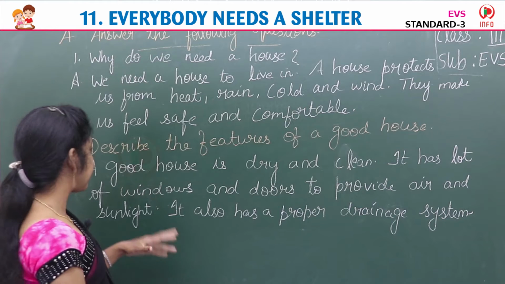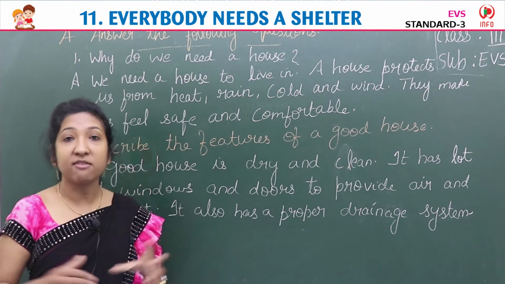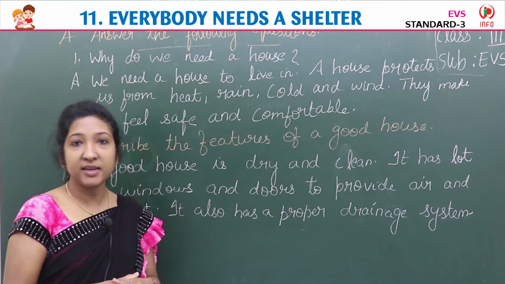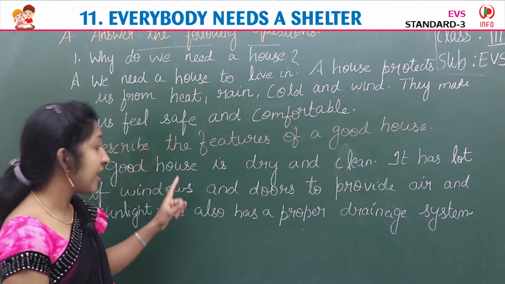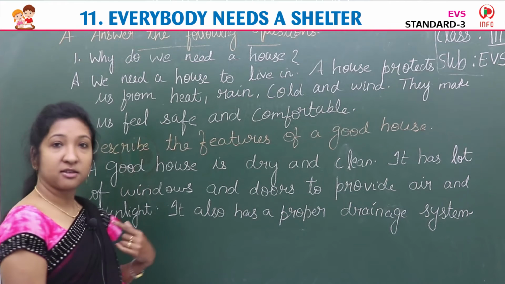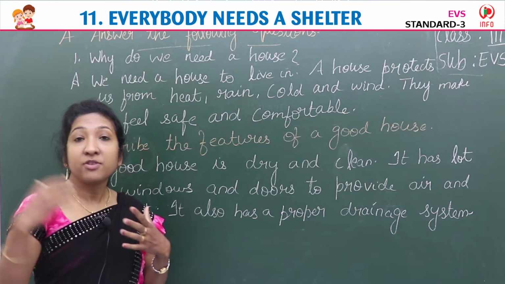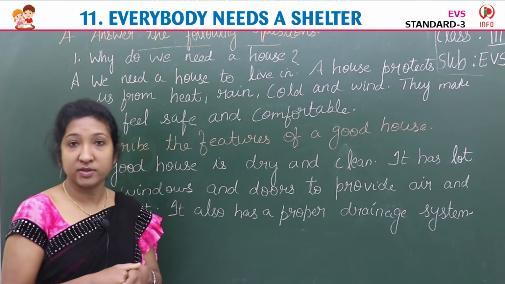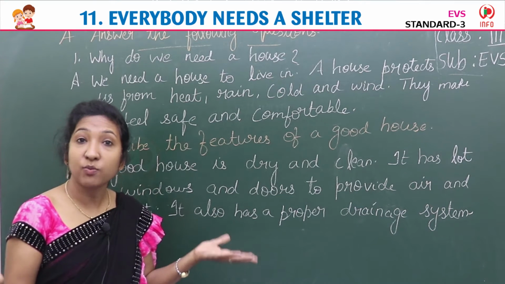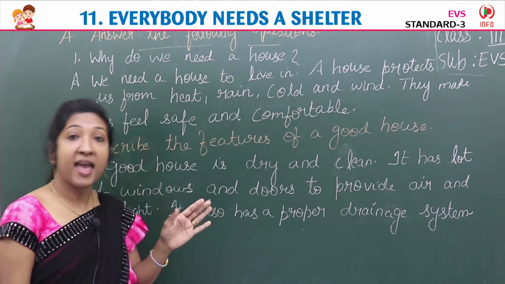Full stop. It has lot of windows and doors. Why? A good house should have many doors and windows, isn't it? To allow the sunlight to enter into the room. So it has lot of windows and doors to provide fresh air and sunlight. Full stop. Why? Because sunlight kills the germs. So sunlight should enter into the rooms of our house.